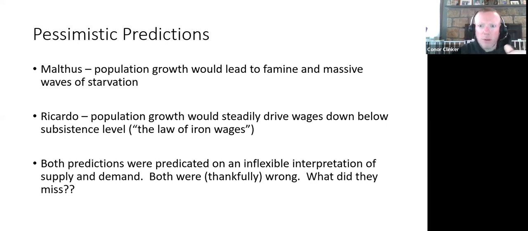Population growth will steadily drive wages down. Why? He's saying the supply of people, of workers, is going up. There's more people being born. The population is going up. That means there's more workers. The supply is going up.